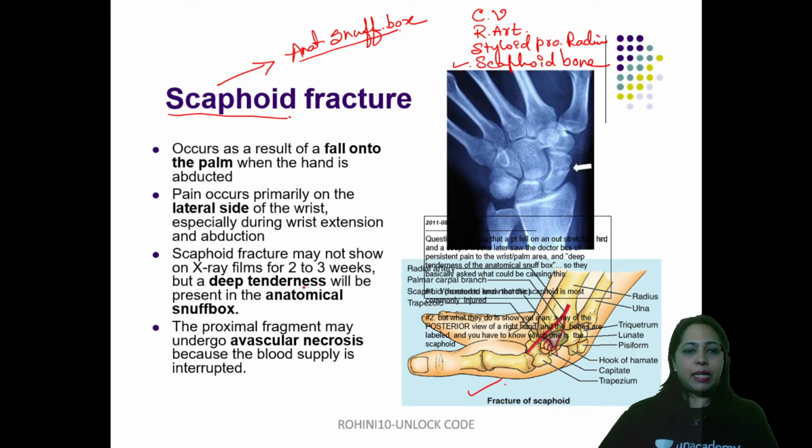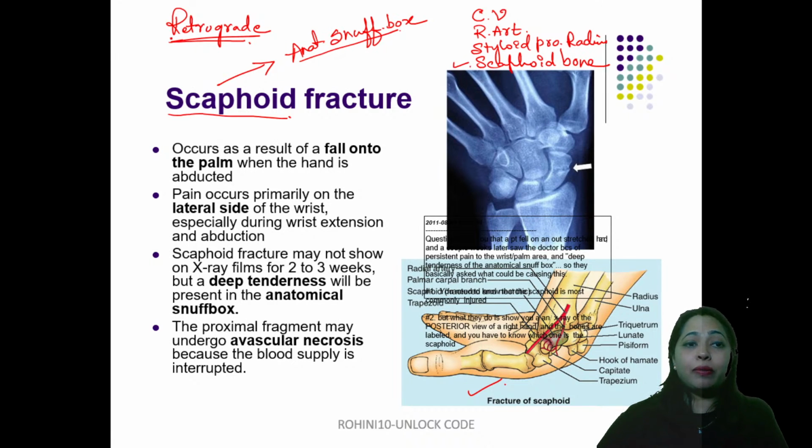And what happens here is a scaphoid fracture may not show on X-ray films for 2 to 3 weeks. It may not show at all, but a deep tenderness will be there in the anatomical snuff box. And later on it can result in avascular necrosis, and may be a consequence of osteoporosis later in life because the blood supply is interrupted. This bone has a blood supply which is retrograde type, unlike the other carpals which have the normal blood supply; this one is from the opposite direction.